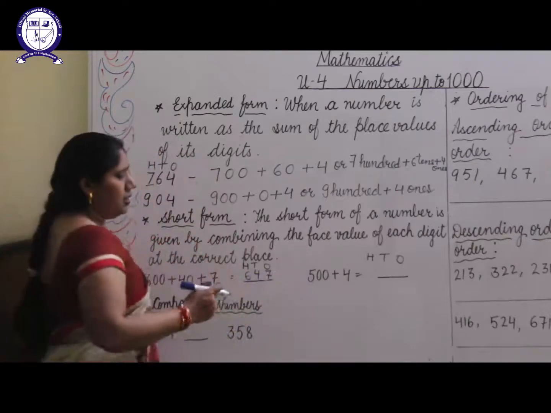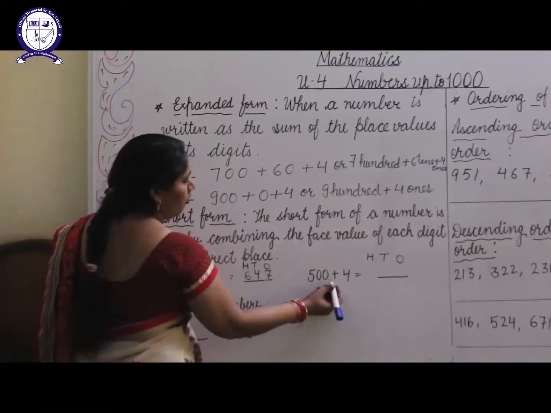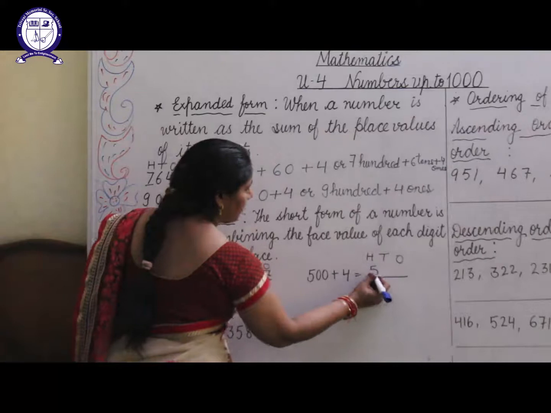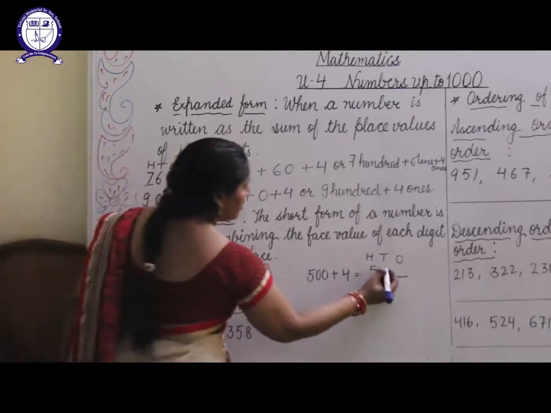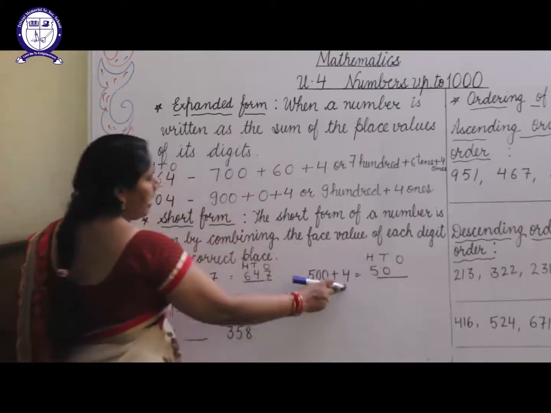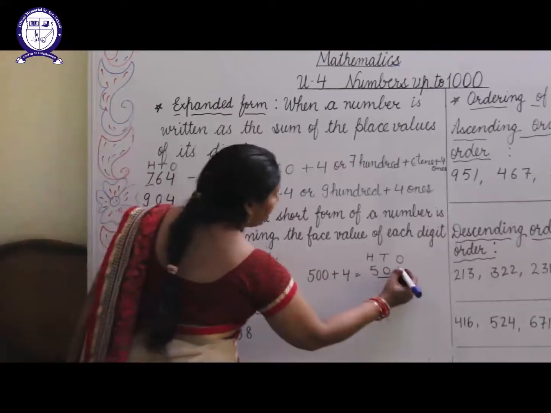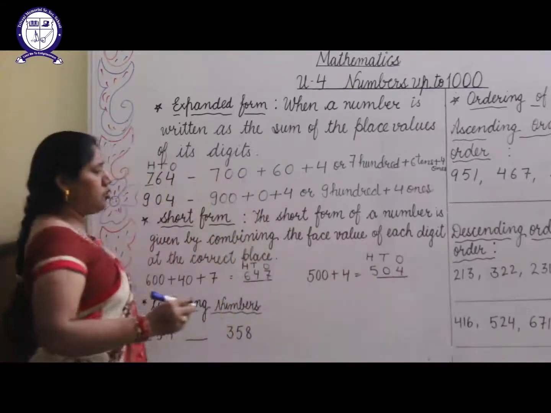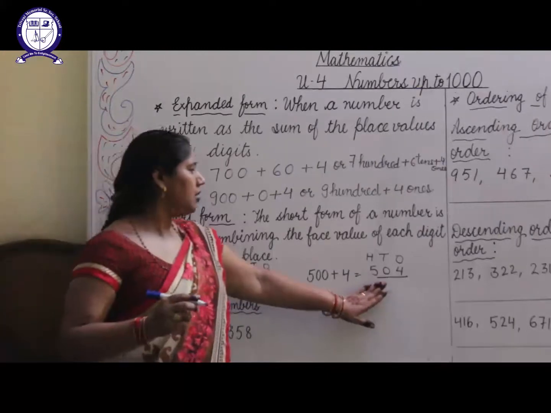Now this number, 500 plus 4. The face value of 500 is 5. And there is no tens place, so we have to put 0 here. And 4, the face value of 4 is 4. So the short form of 500 plus 4 is 504.